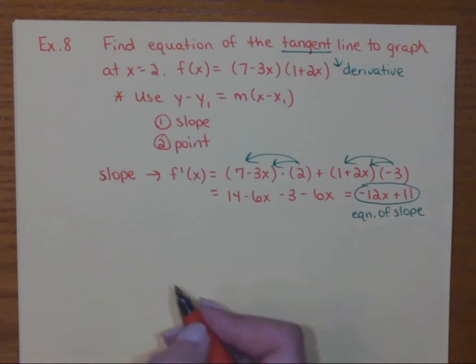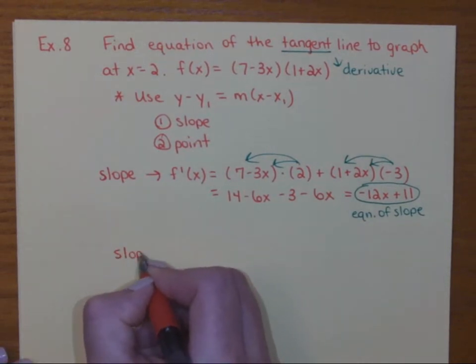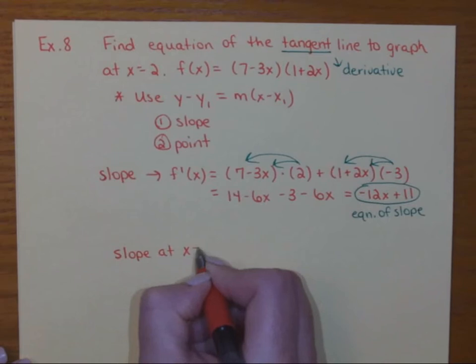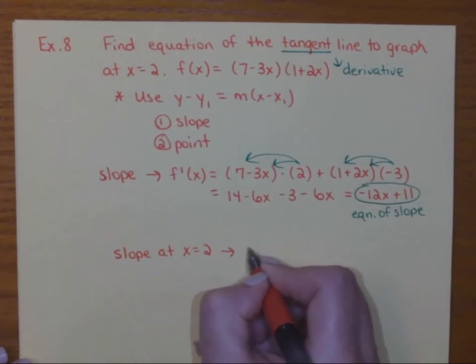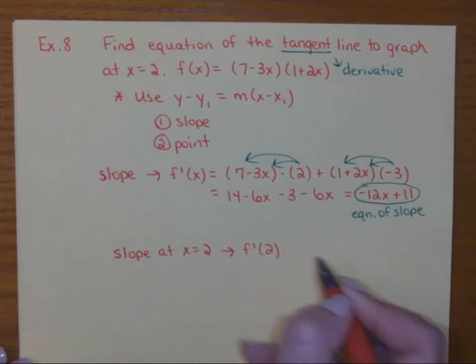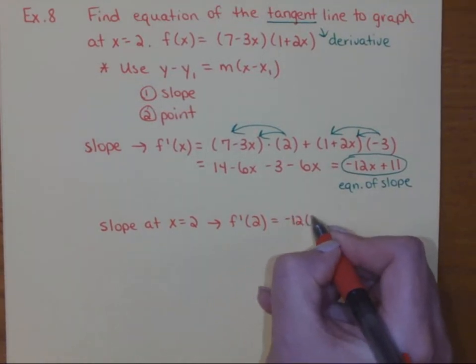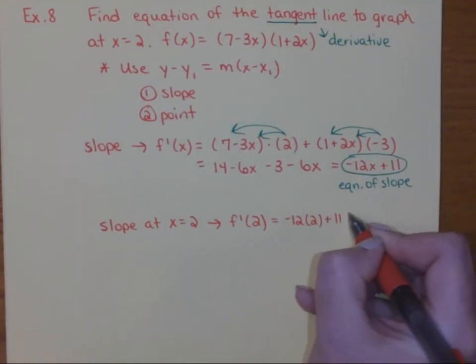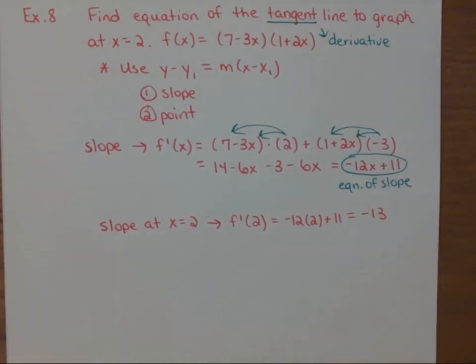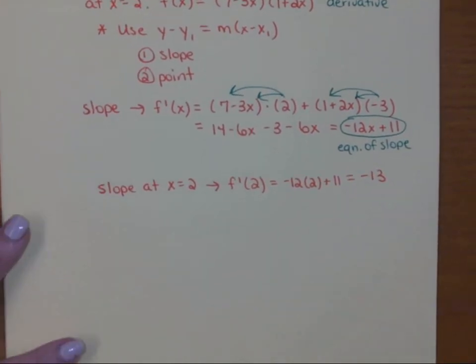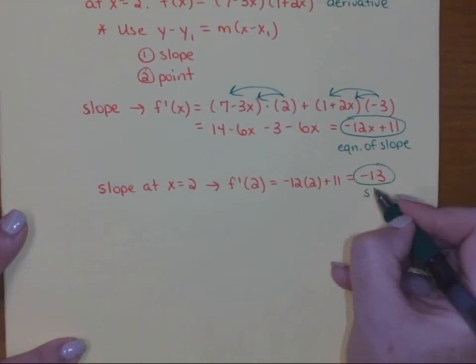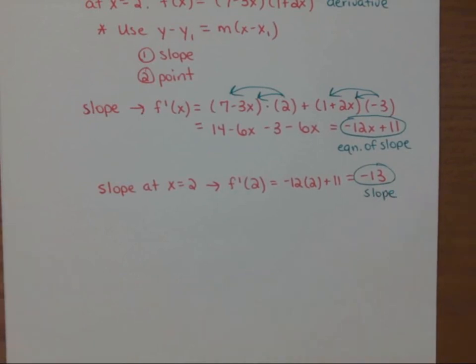So now I can plug in 2. So if I want the slope at x equals 2, I need to do f prime of 2. In other words, plug 2 into that derivative. So it's going to be negative 12 times 2 plus 11. So negative 13 is my slope. So I'm going to circle that. That is half of what I need to write the equation of the line.